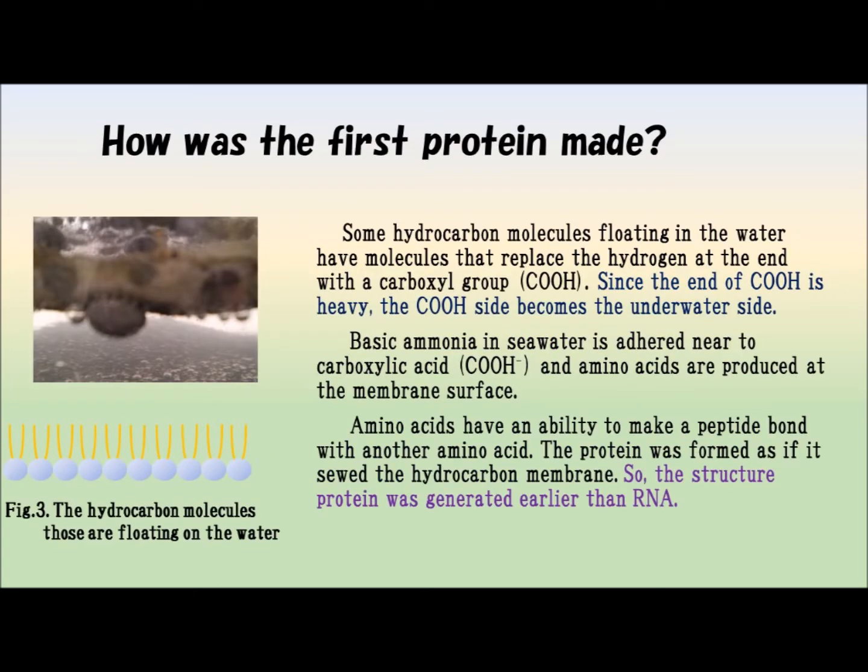How was the first protein made? Some hydrocarbon molecules floating in the water have the hydrogen at the end replaced with a carboxyl group. Since the carboxyl end is heavy, the carboxyl group side becomes the underwater side. Basic ammonia in seawater adheres near the carboxylic acid, and amino acids are produced at the membrane surface. Amino acids have the ability to make a peptide bond with another amino acid. The protein was formed as if it sewed the hydrocarbon membrane. So, structural protein was generated earlier than RNA.